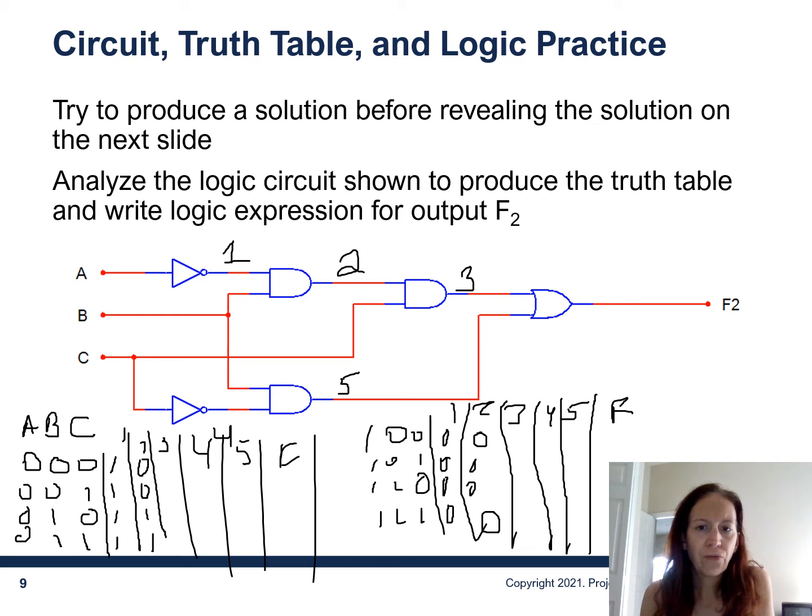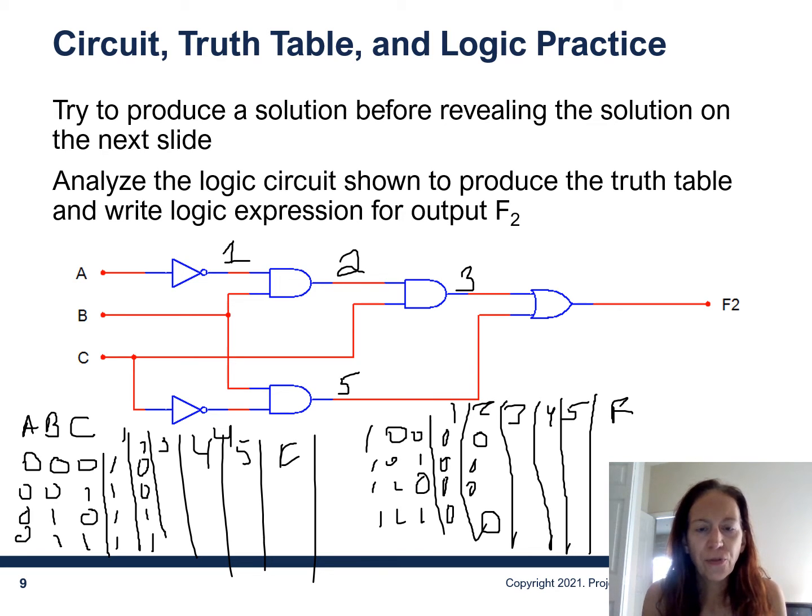3 is the ANDing of 2 and C. Oh, cat, go away. This is the mean one. The one that's by my feet right now will bite me. So I'm going to be distracted.